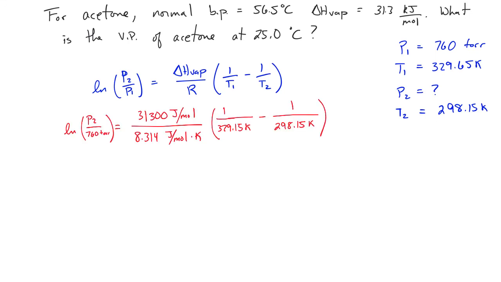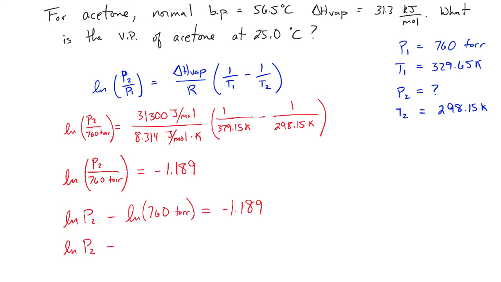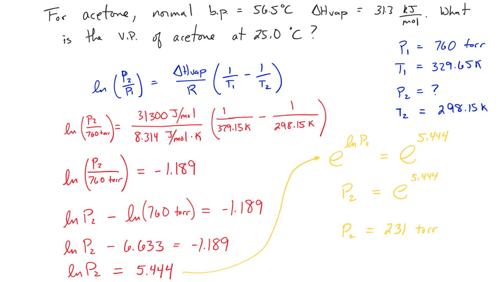Now with all these values plugged in, I'm going to completely solve it for the right side of the equation, get a number for that. So the value I got is negative 1.189. It's okay to get a negative value here. As long as we solve it, the pressure should be positive. The next step, I'm going to separate my pressures using the properties of logarithms. And I'm going to go ahead and take the natural log of 760. And I'm going to move the negative 6.633 to the other side. And finally, I'm going to take the inverse natural log of both sides. And so my answer when I solve that is going to be 231 torr.